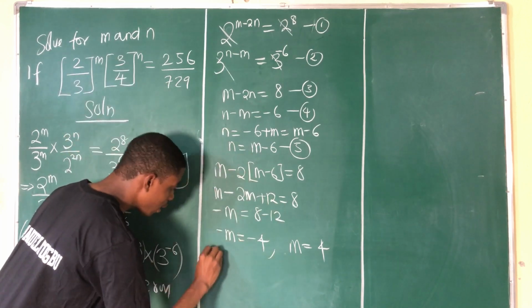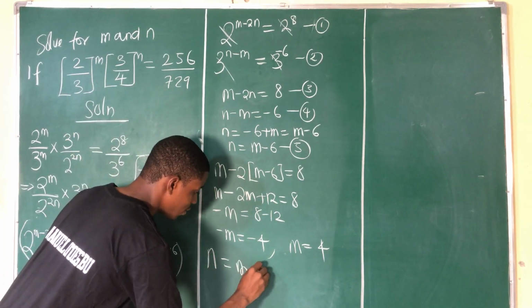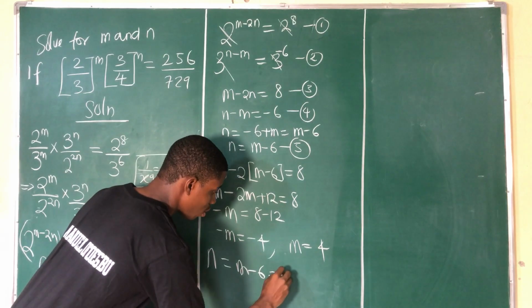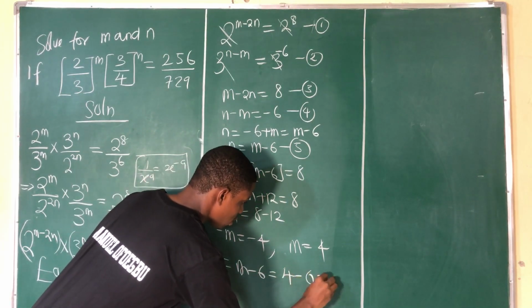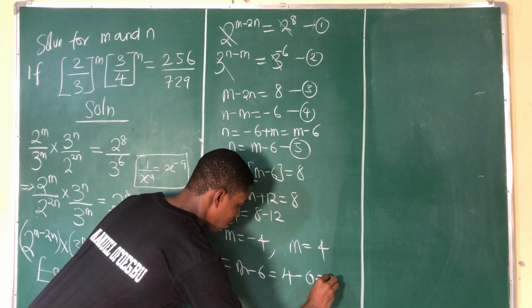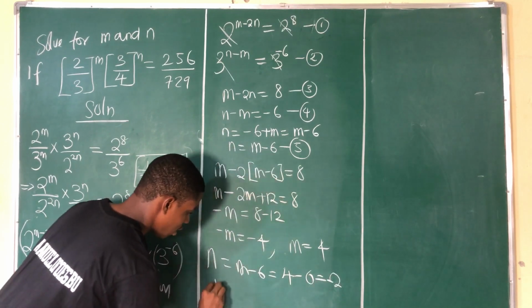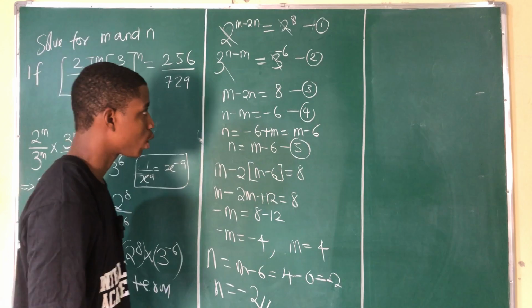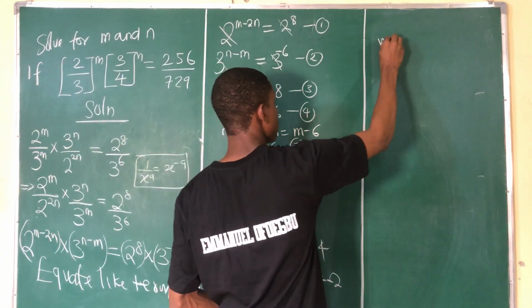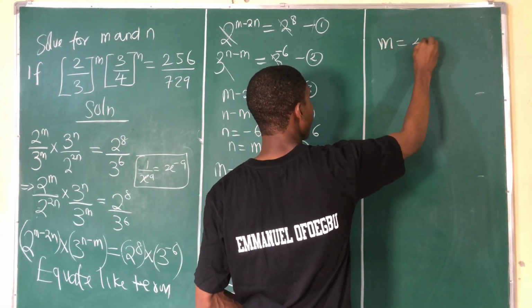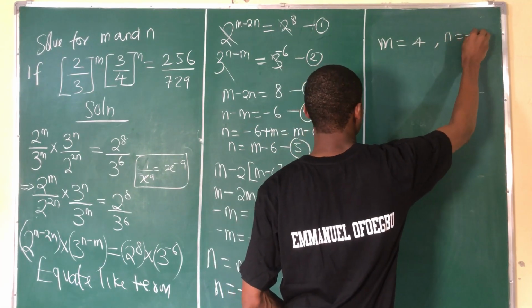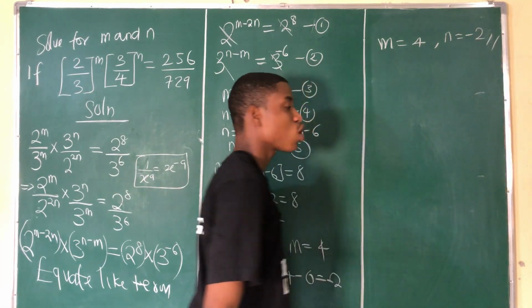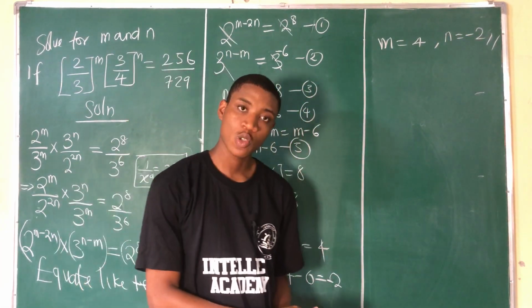Doing that, we have n is equal to m minus 6. Of course, this becomes 4 minus 6. So we have our value as negative 2. So n is equal to negative 2. So this is the concept. Therefore, we know that m is equal to 4 and n is equal to negative 2. So this is the concept of indicial equation.